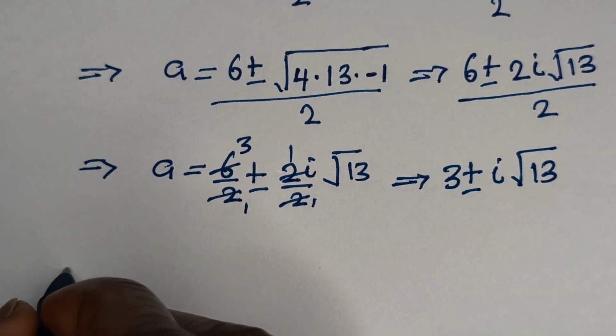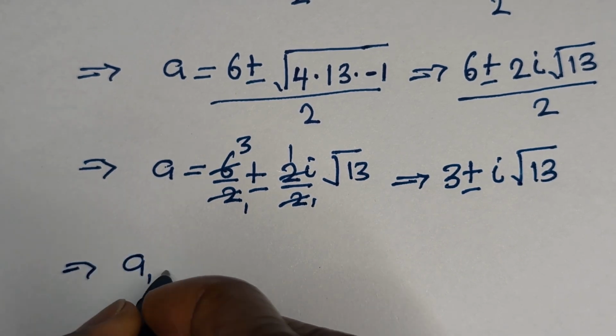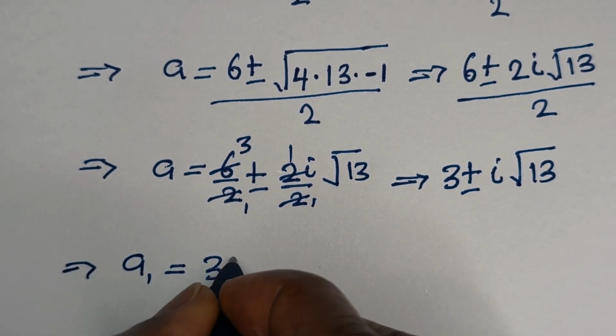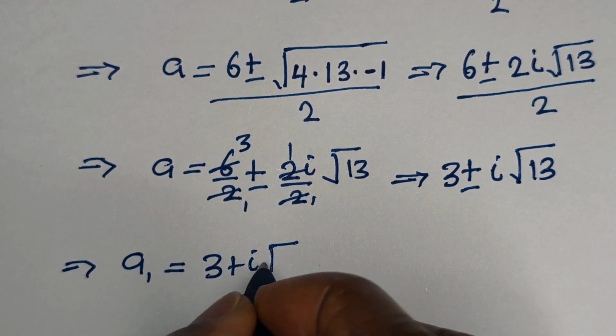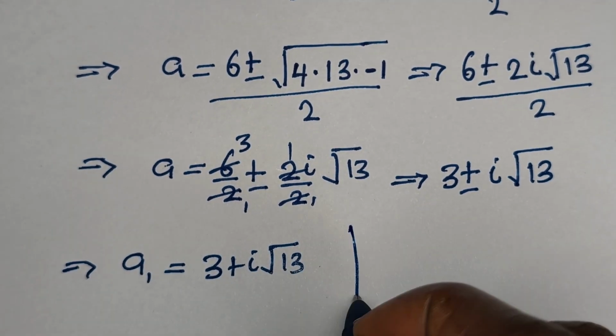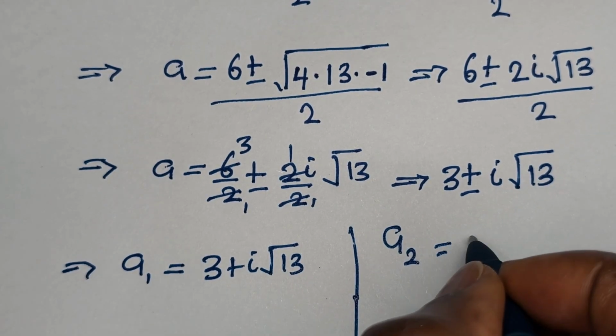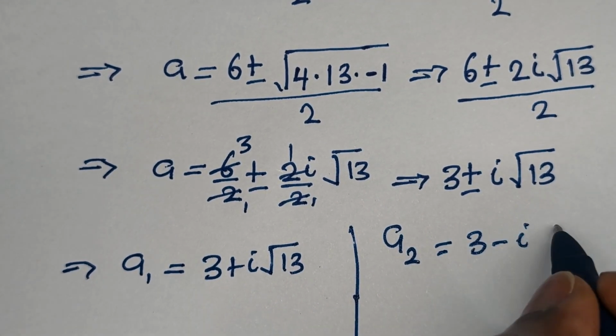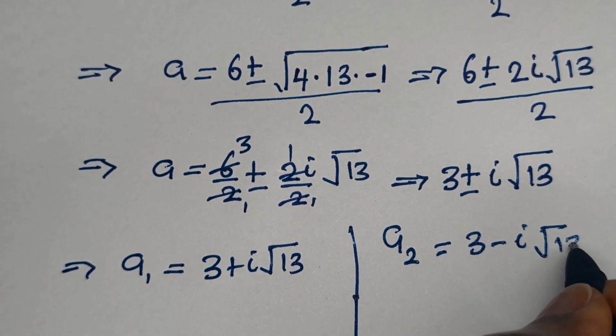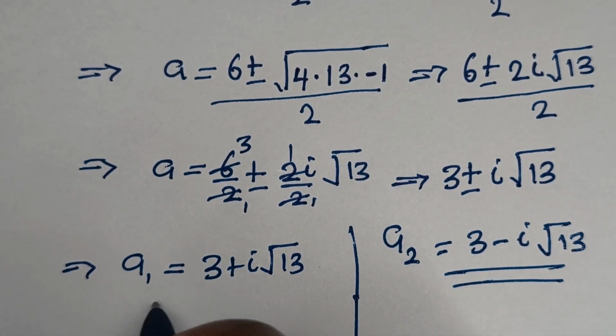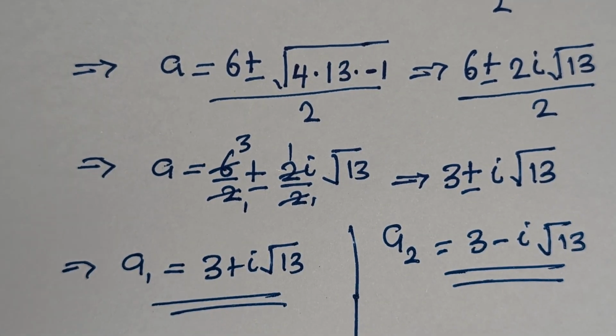Therefore, a1 is equal to 3 plus i root 13 and a2 is equal to 3 minus i root 13. These are the values of a. We've gotten the values of a. Let us solve for b.